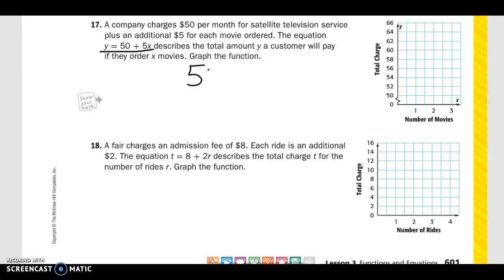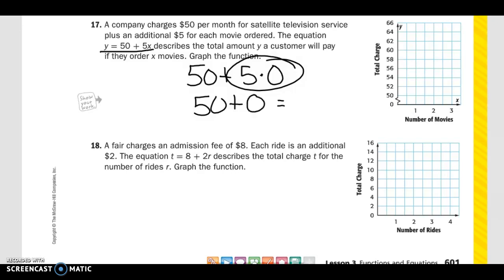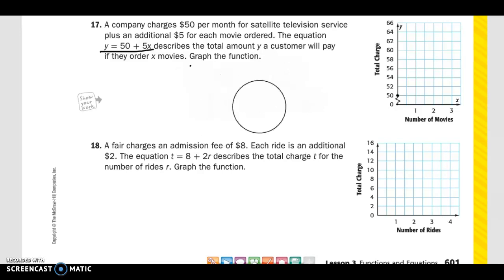So we have 50 plus 5 times 0. Order of operation, we're multiplying first. So 50 times 0 is 0. 5 times 0 is 0, so we have 50 plus 0 is 50. So at the 0, we're at 50. I'm going to erase it, and we're going to do the next one.